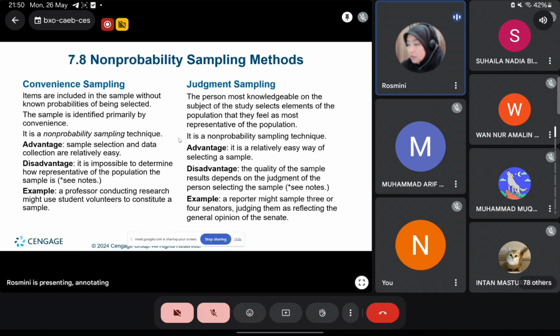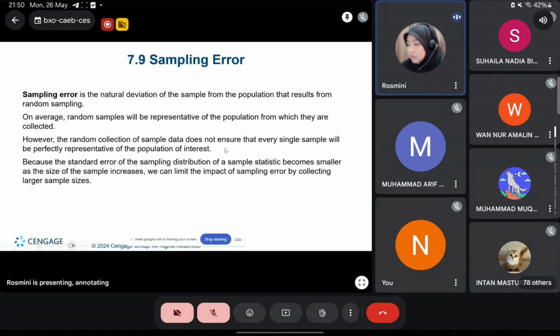Another one is judgment sampling. The person most knowledgeable on the subject selects elements of the population that they feel are more representative of the population. So you are going for the person you think is the wisest. For example, you go to the headmaster, something like that. So it is more like a judgment rather than random sampling.